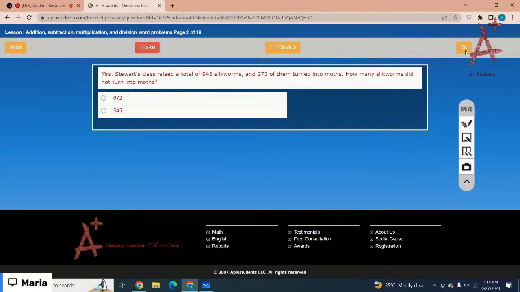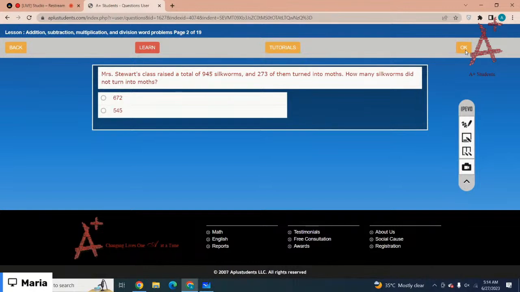Mrs. Stewart's class raised a total of 945 silkworms and 273 of them turned into moths. How many silkworms did not turn into moths? So what do you have to do: add, subtract, multiply or divide? You have to subtract. Got it?